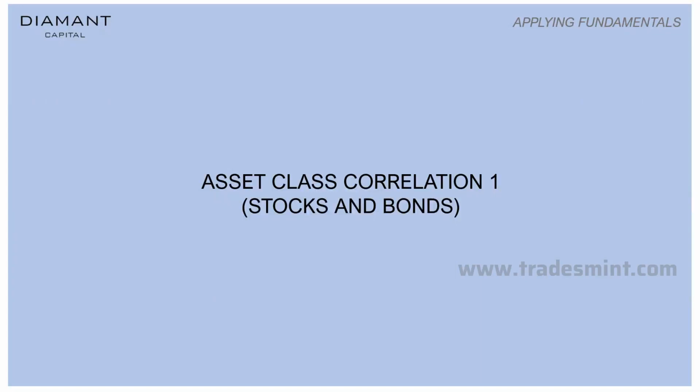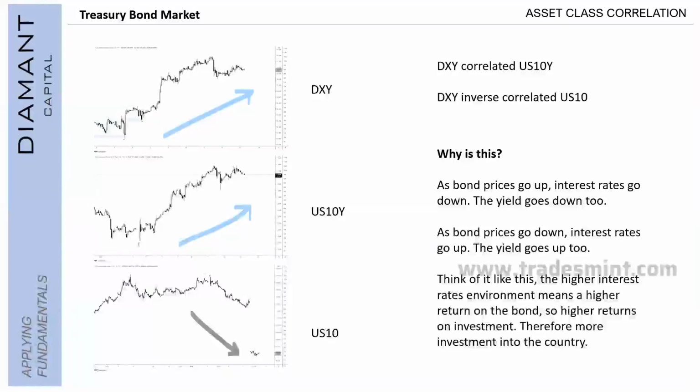That was mainly the equities markets, which is stocks. Then of course we had the bond market, the currency market, and then the commodity market. In this first lesson, we're going to be looking at stocks and bonds. So let's start off with the treasury bond market. As you understand, the treasury bond market means the US 10 yield, of course.